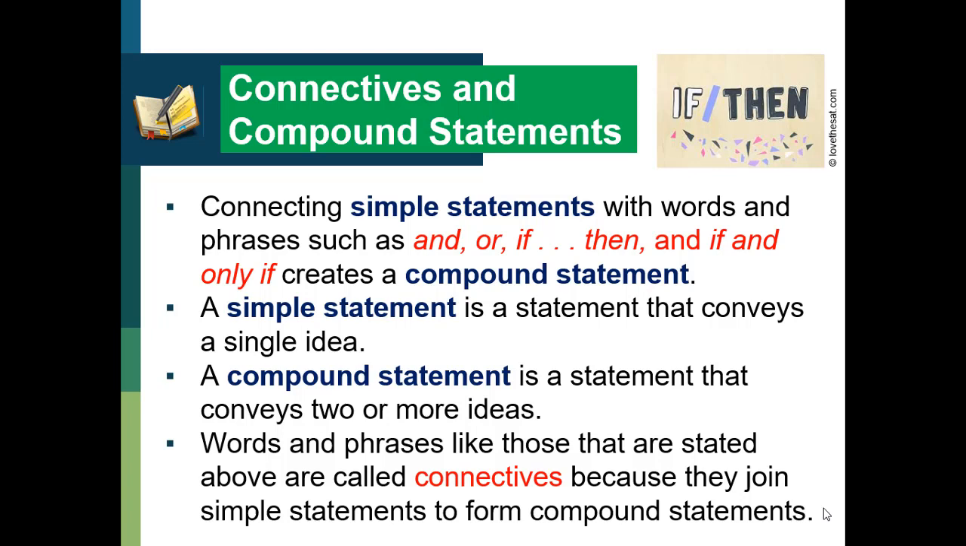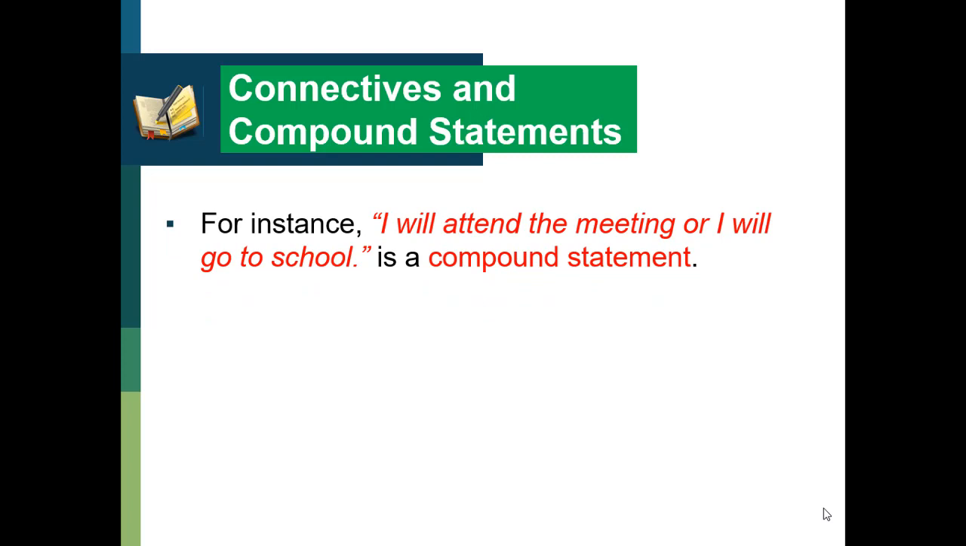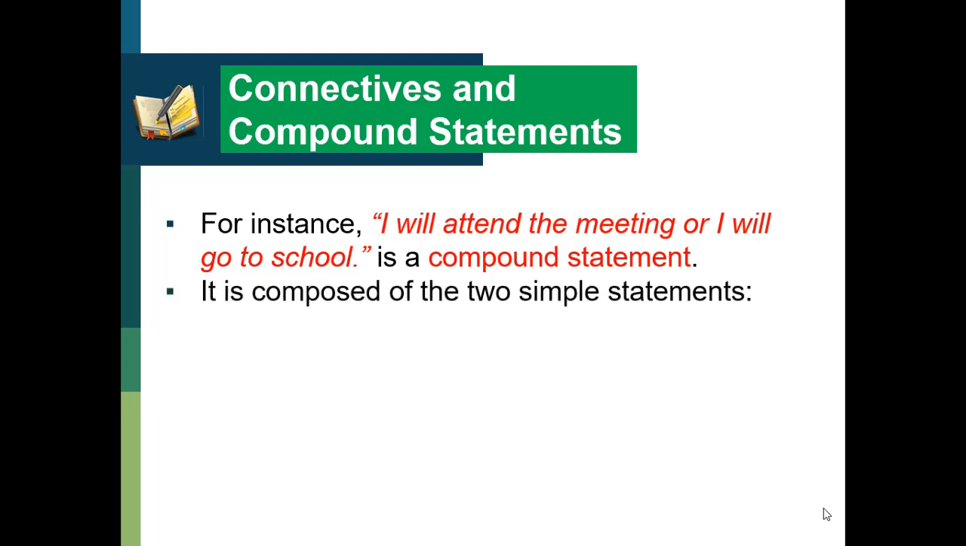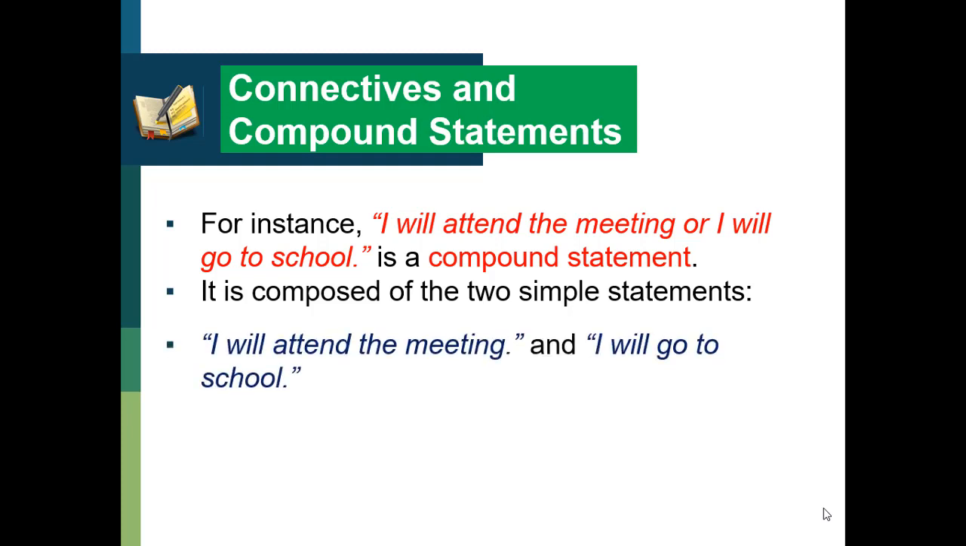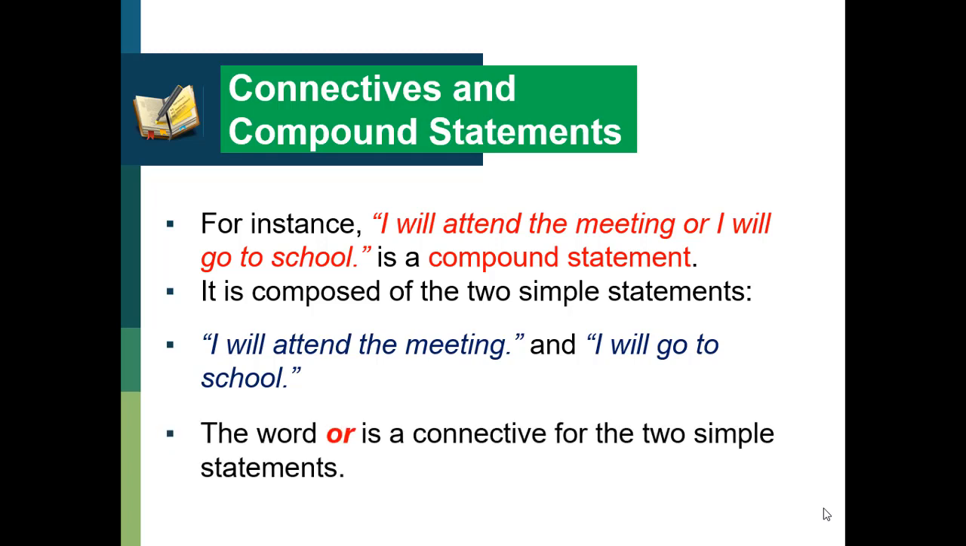So what are our connectives? And, or, if-then, and if and only if. Because they join simple statements to form a compound statement. For instance, I will attend the meeting or I will go to school. It is a compound statement. Why? It is composed of two simple statements. And what are those? I will attend the meeting. That's the first simple statement. And the next one is, I will go to school. What connective was used? The word or is the connective for the two simple statements. See the difference between a compound statement and a simple statement?